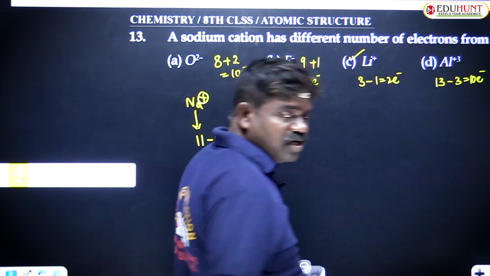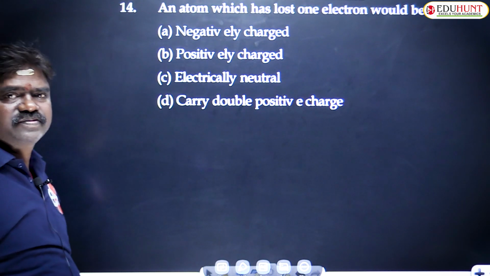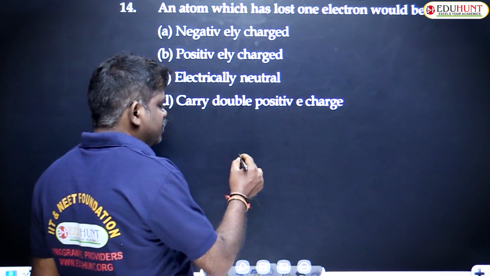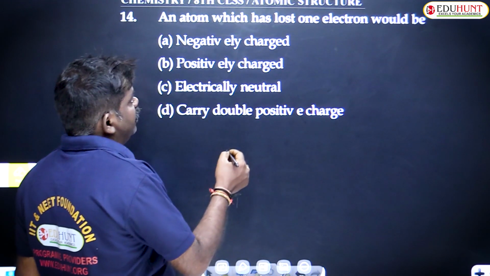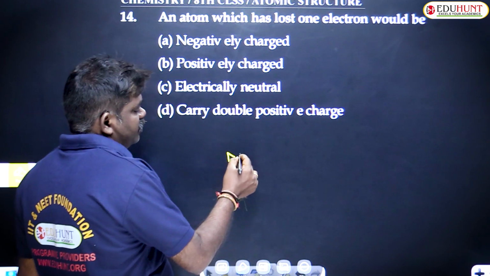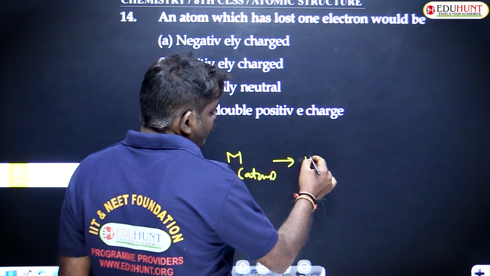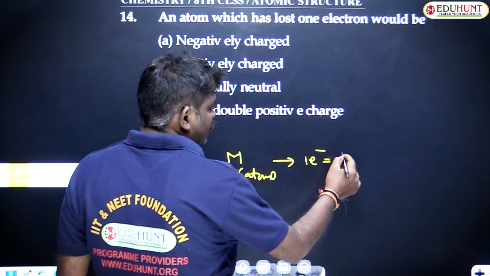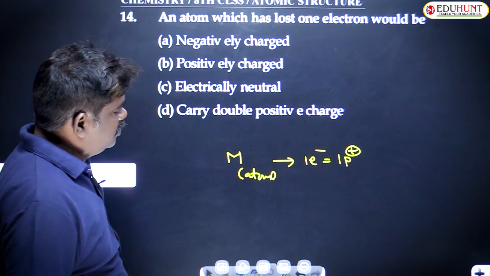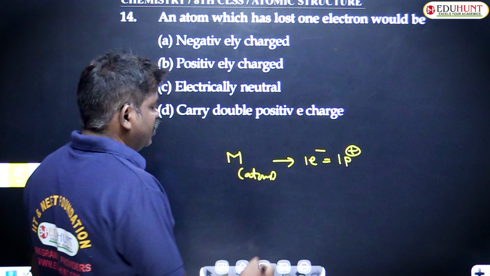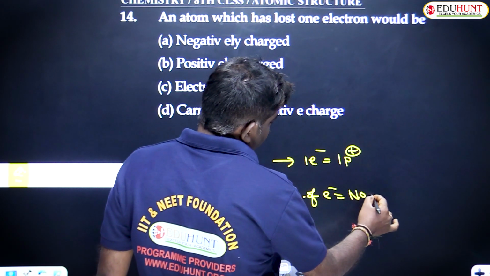Now, moving to the next question. An atom which has lost 1 electron would be any atom. For example, atom M. For every atom, the number of electrons is equal to the number of protons. The electron number must be equal to the proton number.